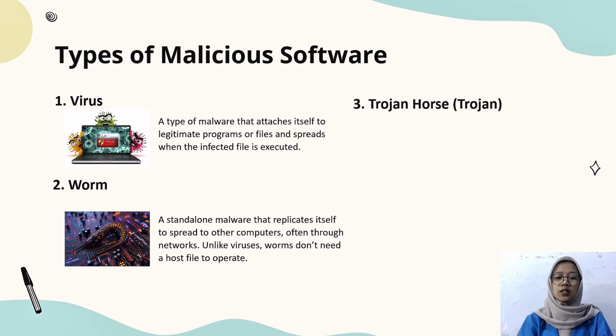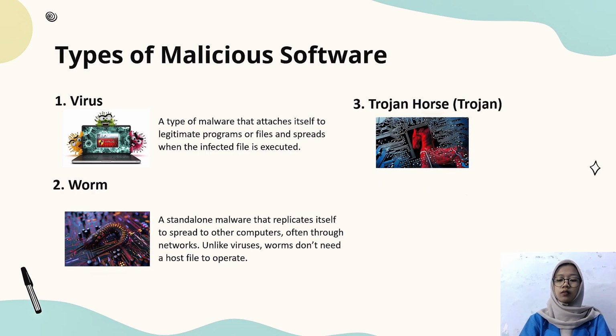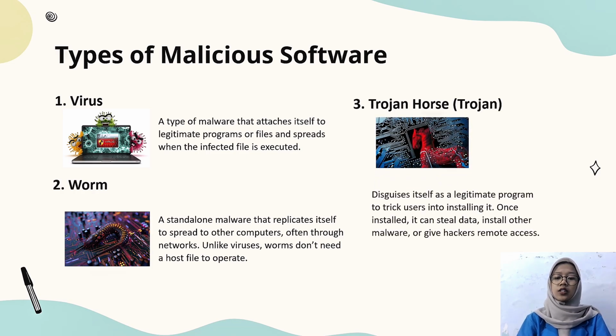And the third is the Trojan horse. It is shaped like a horse, so the name is Trojan horse. A Trojan horse disguises itself as a legitimate program to trick users into installing it. Once installed, it can steal data, install other malware, or give hackers remote access.